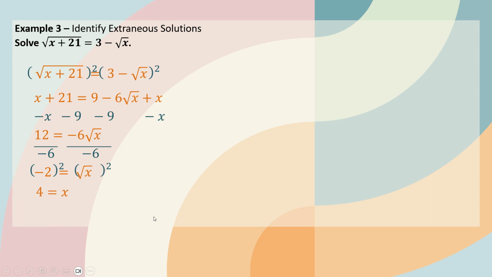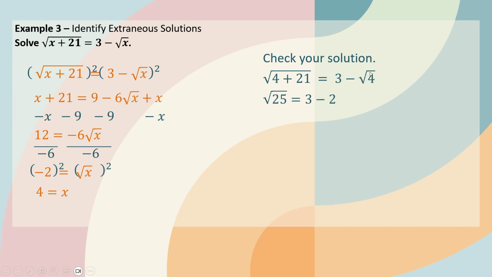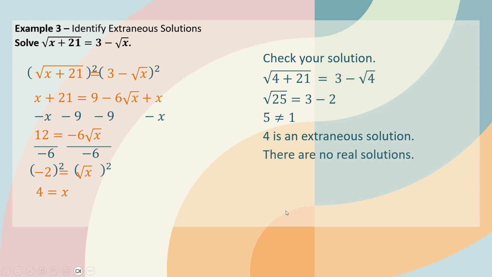Now we're going to substitute that back into the original equation and see if we get a true statement. So replace both x's with 4. On the left-hand side, we have to do what's under the radical sign first. 4 plus 21 is 25. And then on the right-hand side, the square root of 4 is 2. The square root of 25 is 5, and 3 minus 2 is 1. So we do not get a true statement because 5 does not equal 1. So 4 is an extraneous solution. There are no real solutions to this equation.